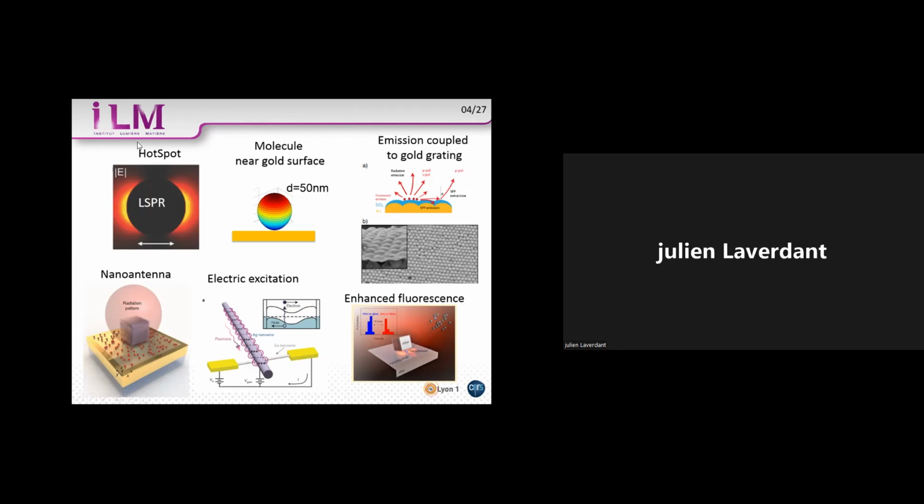Of course, the metallic nano objects you use can also be used for electric excitation. So it can be used, for example, if you want to do electrochemistry with this kind of object. It's really possible.